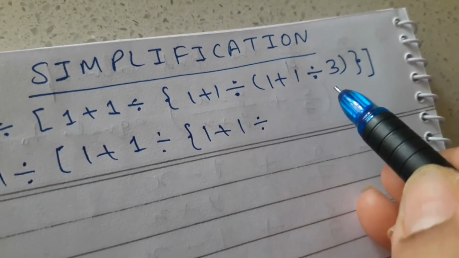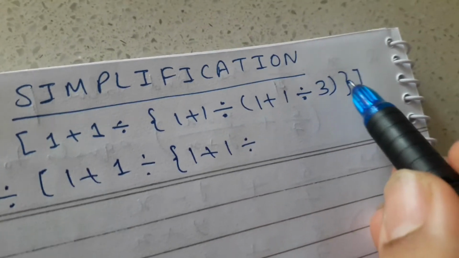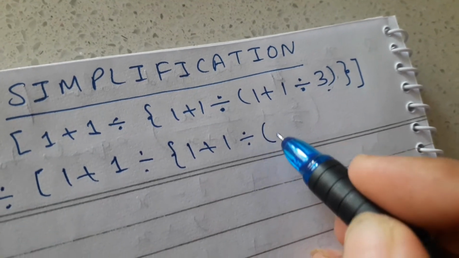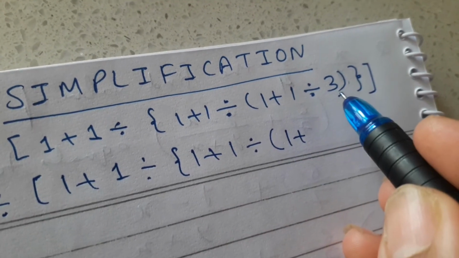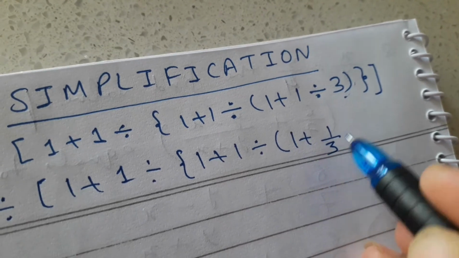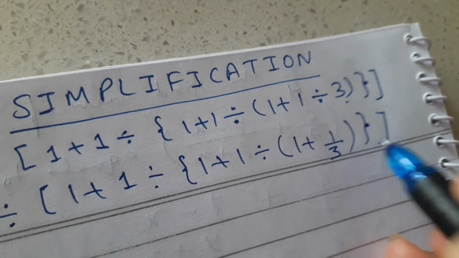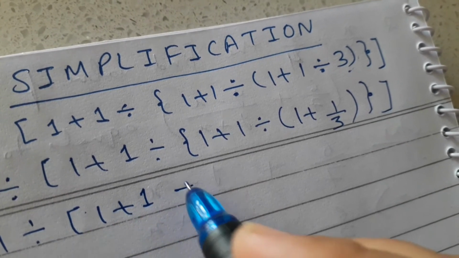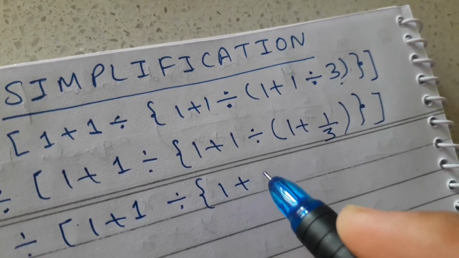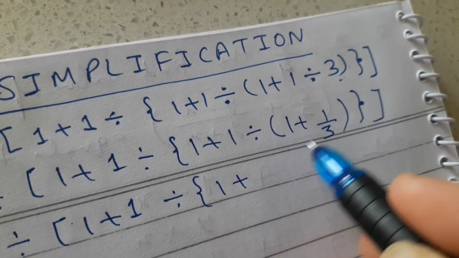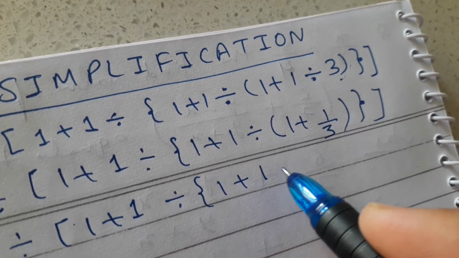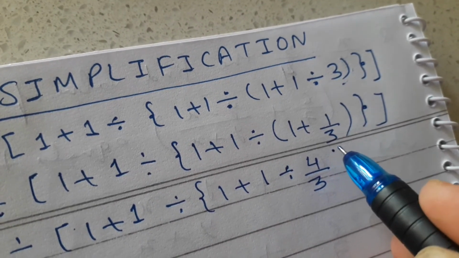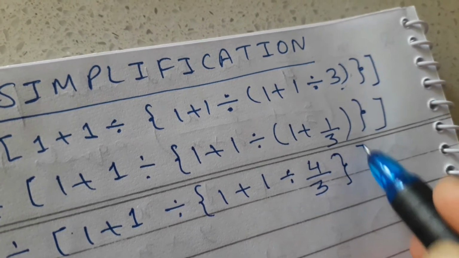Always start with the small bracket. We will do first this small bracket, then this curly bracket, then square bracket. We will do 1 plus 1 divided by 3. We can write 1 by 3, right? Next step, 1 plus 1 divided by 1 plus 3. 3 plus 1, it becomes 1 divided by 4 by 3. 1 divided by 4 by 3.